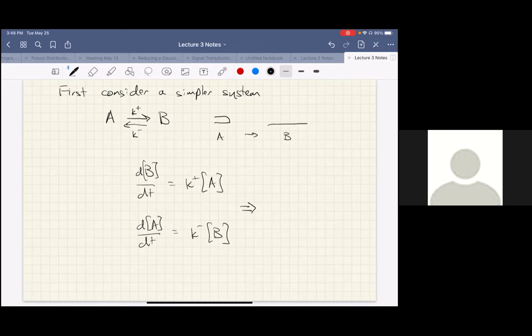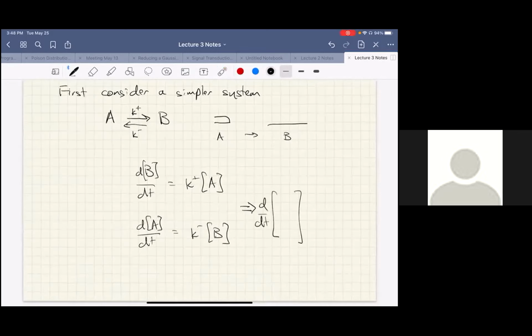So the amount of B that I get afterwards is the amount of B that you start with plus K plus times A. So I must have to remove K plus from A, and similarly, this amount of B transforms itself to A, so I must have to remove this amount of B from B. So I end up with a matrix equation that looks like this.